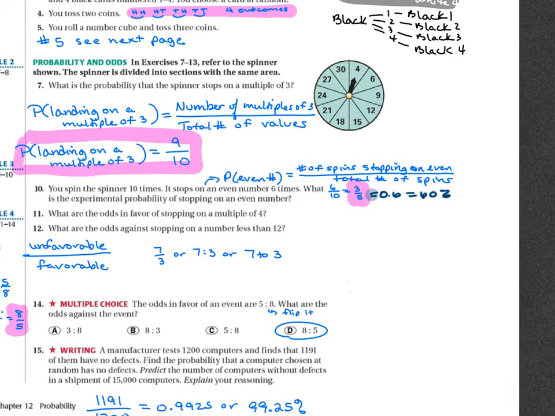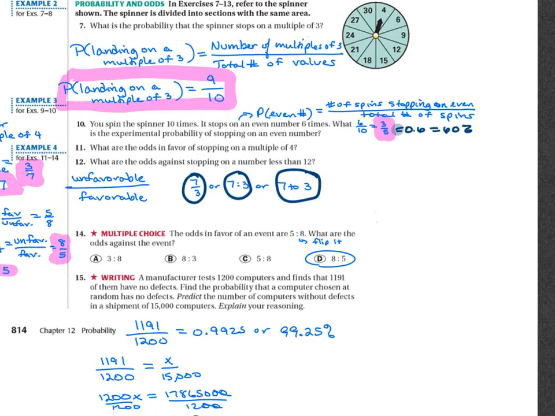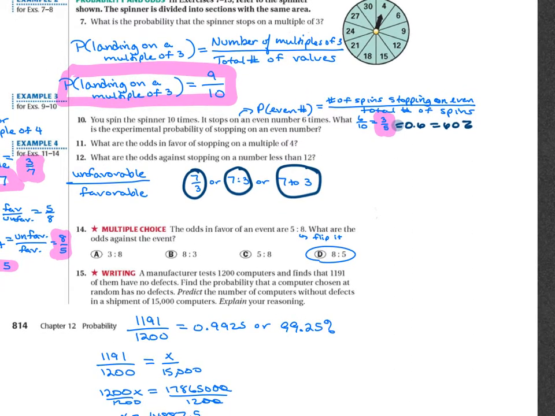Number 12 says, what are the odds against stopping on a number less than 12? So I want to know the unfavorable, which is against, which would be stopping on a number not less than 12, over a number less than 12. So it's 7 to 3, and you can write it as 7 over 3, 7:3, or the words 7 to 3. Number 14 is D. If the odds in favor of the event are 5 to 8, the odds against it would be the reverse, or 8 to 5.